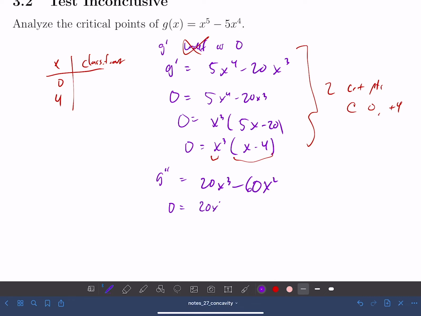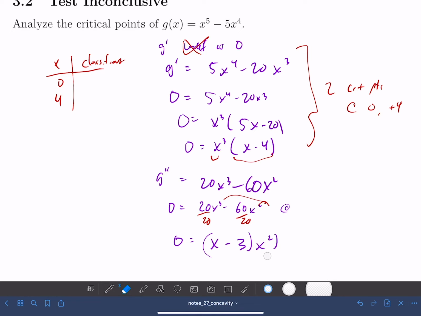0 equals 20x cubed minus 60x squared. Well, let's factor this. Let's divide everything by 20, and then let's factor out some x's and rewrite this as 0 equals x minus 3 times x squared. So I get, as a result of this right here, 2 possible inflection points at x equals 0 and x equals 3.